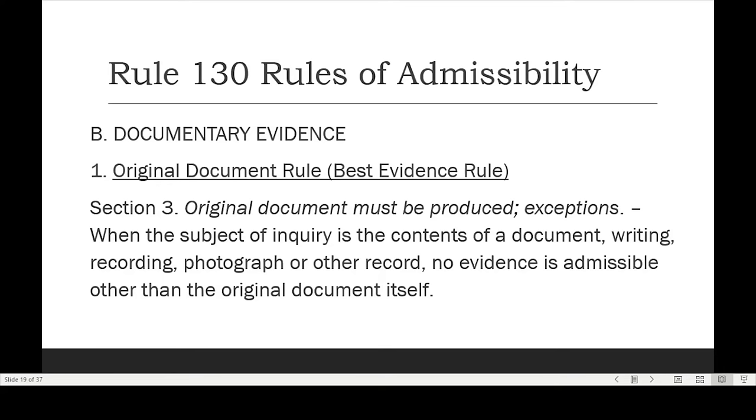The rule is also justified by the need to avoid unintentional or intentional mistaken transmissions of the contents of a document through the introduction of selected portions of a writing to which the adverse party has no full access. So the underlying purpose for the best evidence rule, or the original document rule, is the prevention of fraud or mistake in the proof of the contents of a writing.